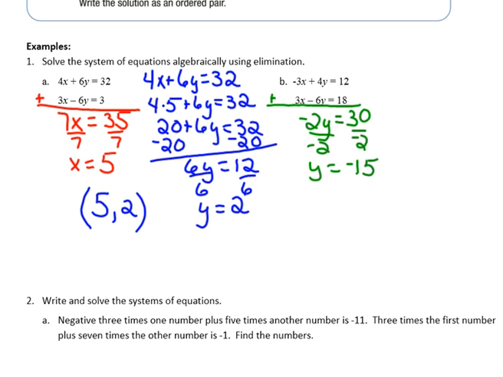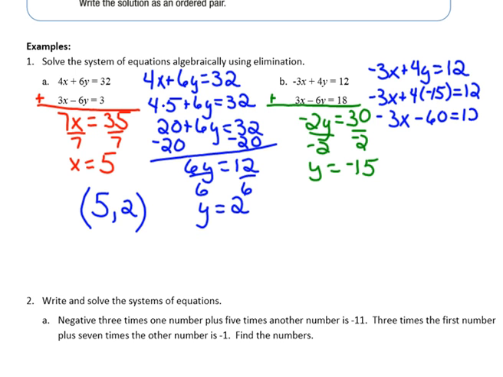Now I have to go back and figure out what x is. Again, it doesn't matter which one you pick. I'm going to pick the top one just because it's first. So we have negative 3x plus 4y equals 12. I now know y is supposed to be negative 15, so I'm going to put that in here for y. 4 times negative 15 is negative 60, so I'm going to write that as a minus.